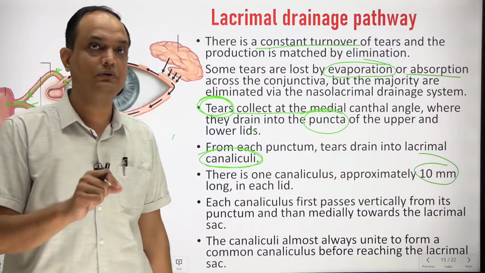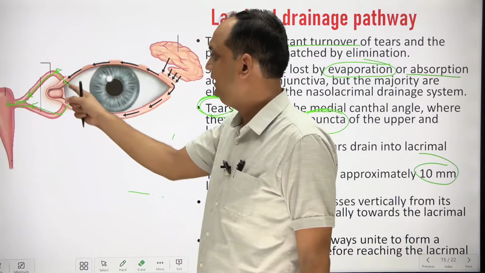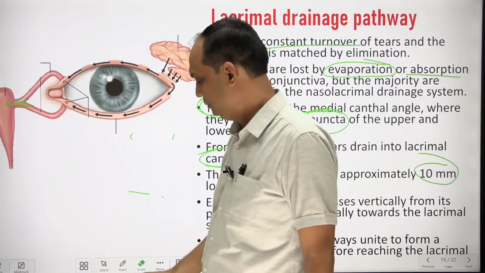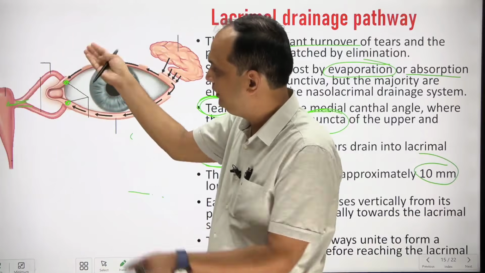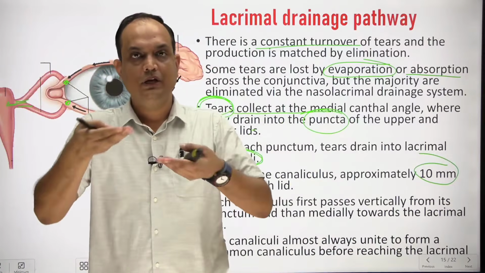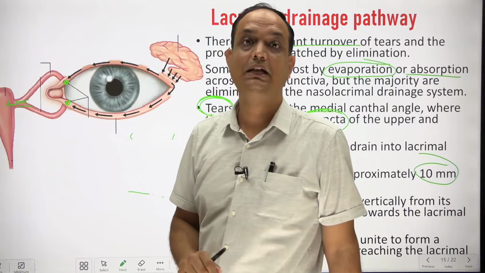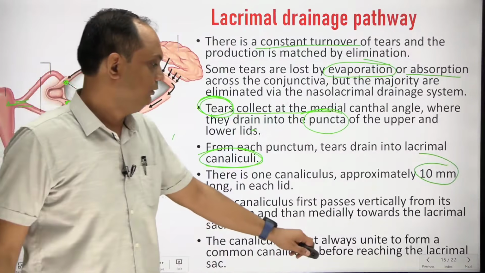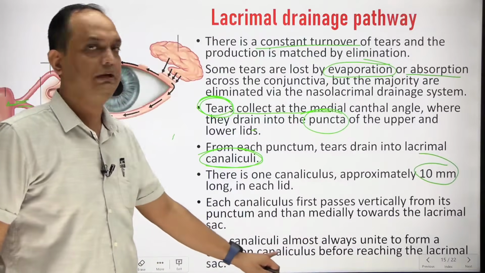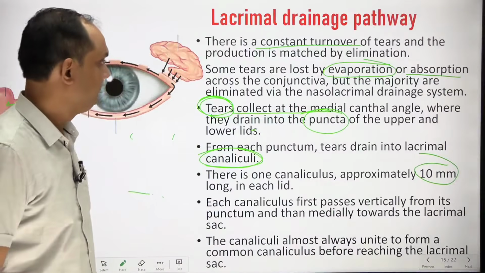But I just told you that the fluid present here will enter into the canaliculi through these puncta only when there is an inward turning of your eyelid. So what happens with inward turning of the eyelid? The puncta will now dip inside the lake of lacrimal fluid. So the canaliculi unite, form a common canaliculus, and ultimately drain into the lacrimal sac.